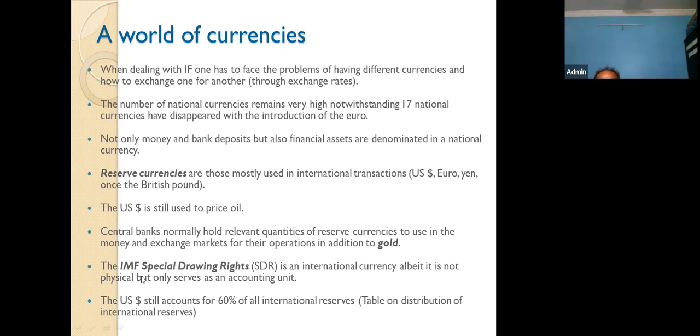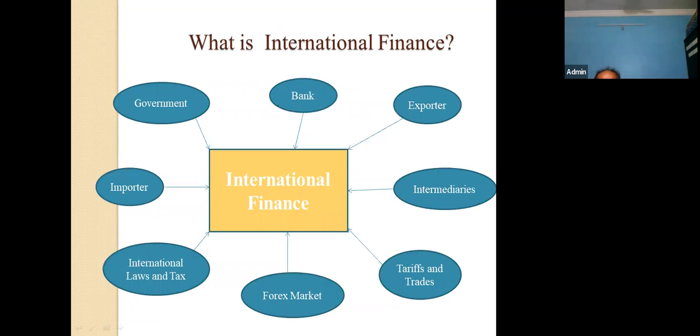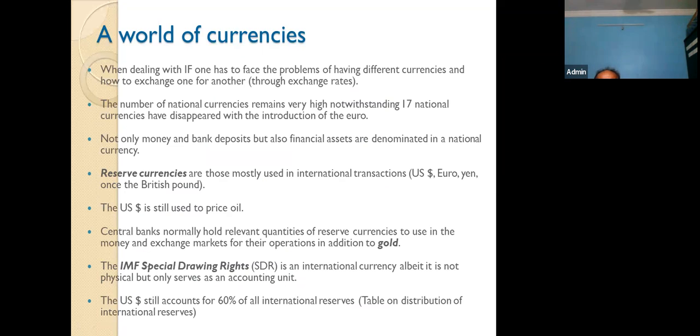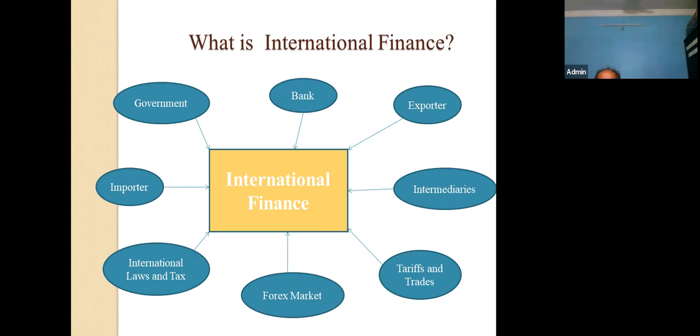So that much quota goes to the US dollar.